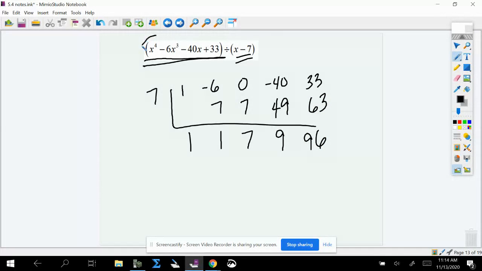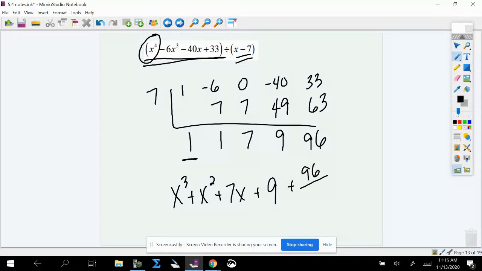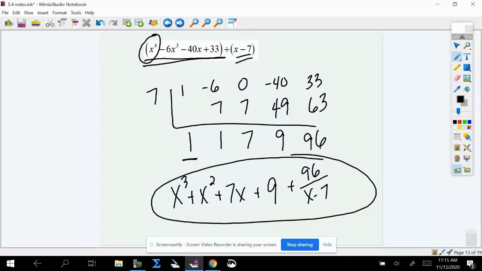Now, since this started as an x to the 4th, when I do my division, this is going to be an x to the 3rd. So I'm going to have 1x to the 3rd, 1x to the 2nd, 7x's, 9, and then my remainder is positive 96 over x minus 7. So it was not a factor because it did not divide evenly. So there is my process, and you will get to the point where you are able to do these pretty quickly.